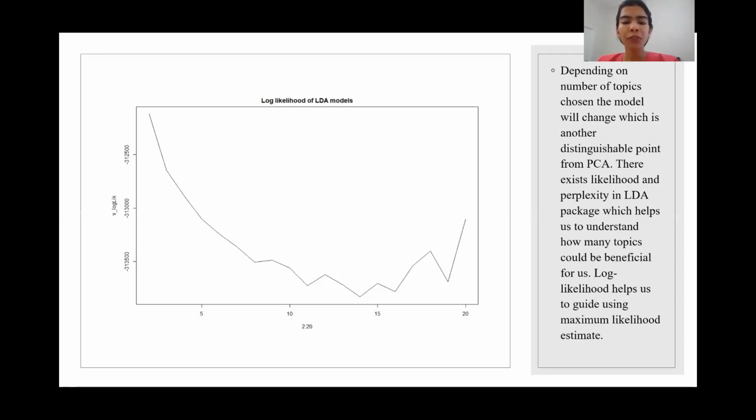So the next question that strikes us is, is there any way that can help us find out what number of topics would be beneficial for our model? The answer is yes. There does exist a technique with which we can find the beneficial number of topics. There exist two approaches: one uses the log likelihood, and the second is perplexity. The LDA models, counted in terms of log likelihood and perplexity, help us understand how many topics could be relevant.